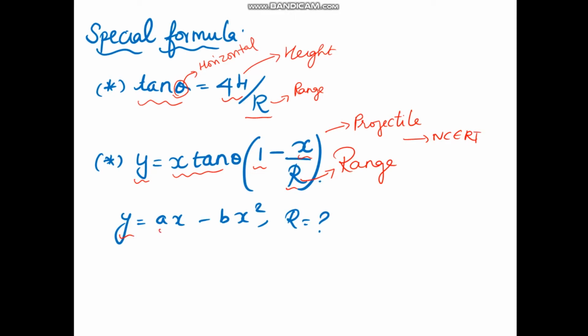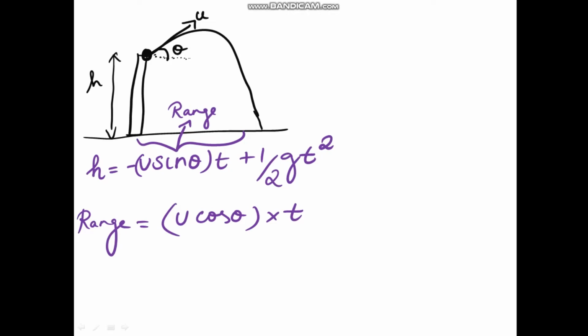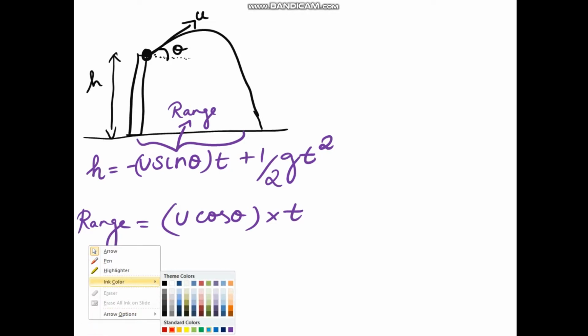Suppose they are giving y is equal to ax minus bx square, what is the range they are asking? Y is equal to ax, I am taking common outside, which is 1 minus bx by a. Comparing these two equations, I can write range is equal to a by b. Here r is nothing but a by b. This is a common type of question which is asked in the examinations.